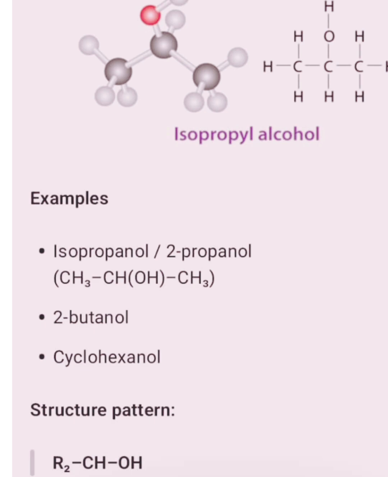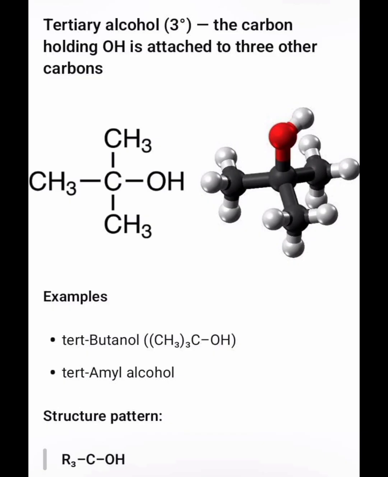Other examples are 2-butanol. 2-butanol is a good example of a secondary alcohol. Cyclohexanol is also a good example of a secondary alcohol. Now, talking about a tertiary alcohol, you have tert-butanol and tert-amyl alcohol.